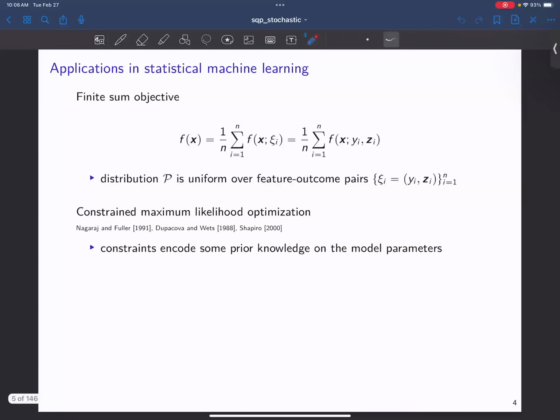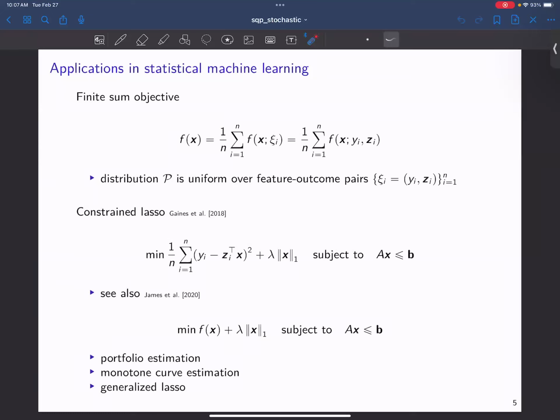Now, where do constraints come into play? Well, constrained maximum likelihood optimization is something that people have studied for a really long time, over 50 years. And here are just some more recent references that point out the statistical properties of a constrained maximum likelihood estimator. Typically the reason we have these constraints is so that we can encode some prior knowledge about the model parameters. For example, we could say that the coefficients in a linear regression should lie in some low-dimensional subspace. Or for example, our coefficients should all be positive, so we can have constraints of that nature that encode some prior knowledge about the problem.